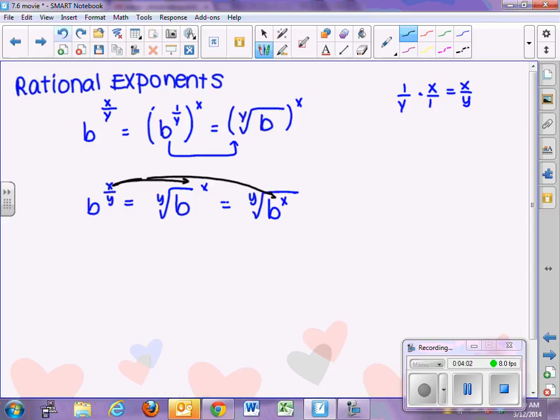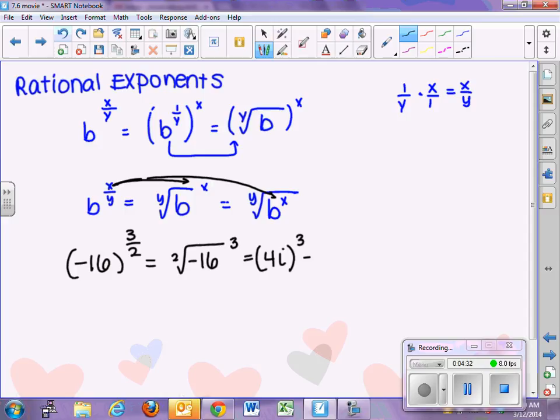So they show a really good example: negative 16 to the 3/2 power. What if you saw that? Like, wow, what does that mean? It's the square root of negative 16 and then raised to the 3rd power. So let's talk about that. Do we know how to do the square root of negative 16? Hopefully you know it's 4i. And then you're going to take that and raise it to the 3rd power.